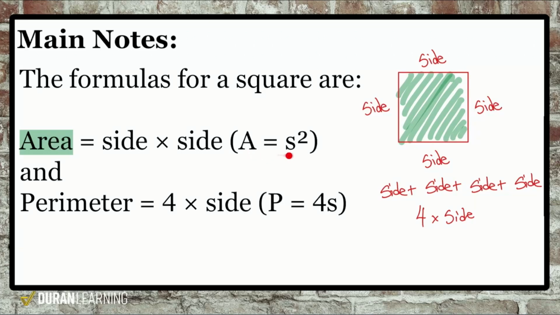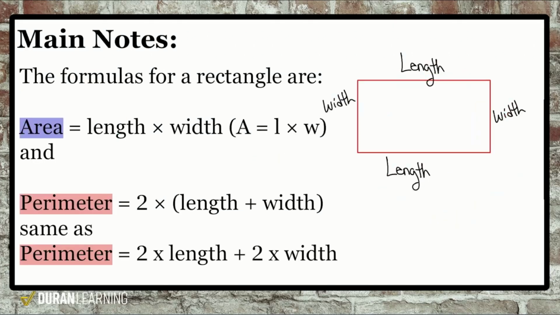That's where that comes from right over here. If we take a look at rectangles, we have a length and a width, multiply those together, and that's how we get the area. So the area is equal to the length times width.